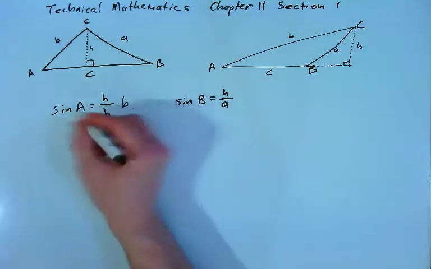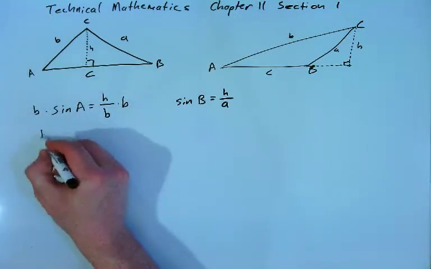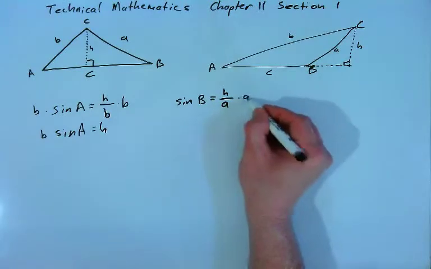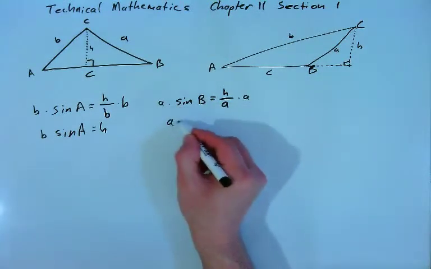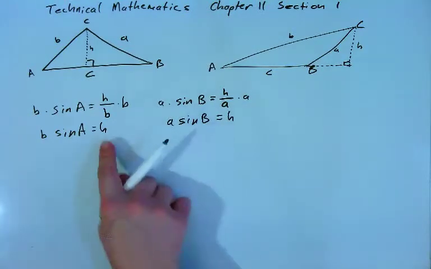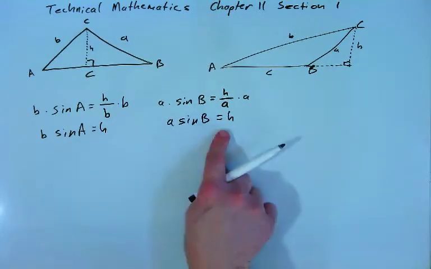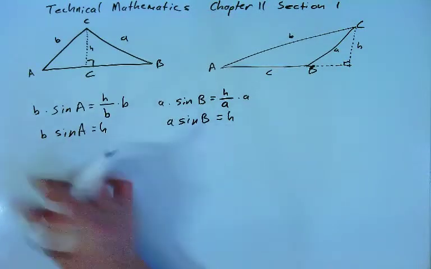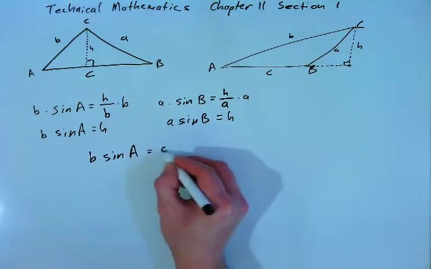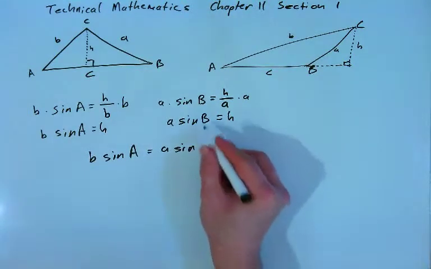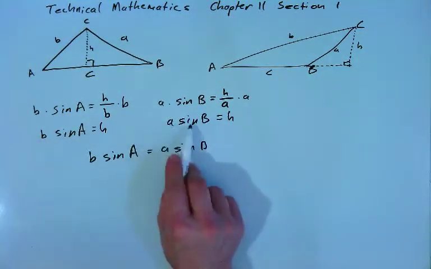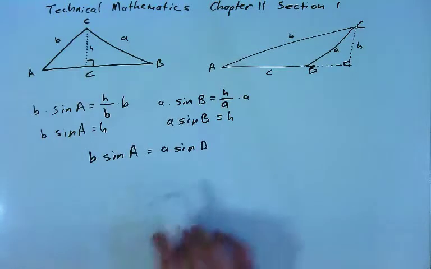And so what we want to do is multiply both sides by B over here, and we get B sine A equals H. Over here we'll multiply both sides by A, and we get A sine B is equal to H, and these both equal H. So if they both equal H, then they must be equal to each other. So B sine A is equal to A sine B because they both equal H.